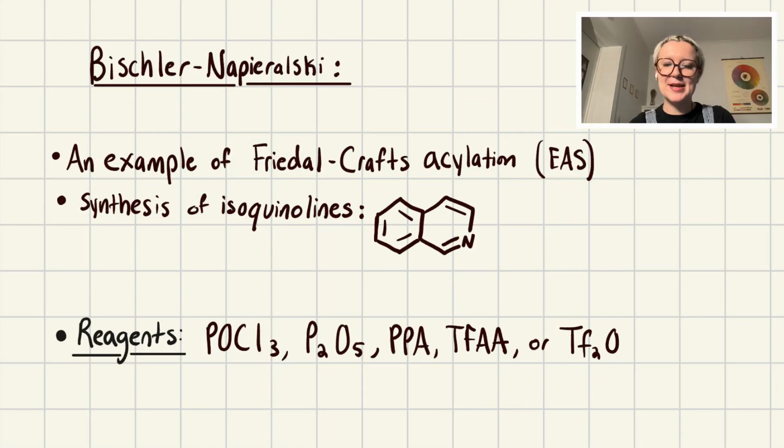So for the Bischler-Napieralski synthesis, it is an example of a Friedel-Crafts acylation, which is also a type of EAS, and it's for the synthesis of isoquinolones, and I included a drawing of one here. The reagents for this reaction are very specific and part of the identifying of the reaction. So it includes POCl3, which will be used in the mechanism, P2O5, PPA, TFA, or Tf2O.